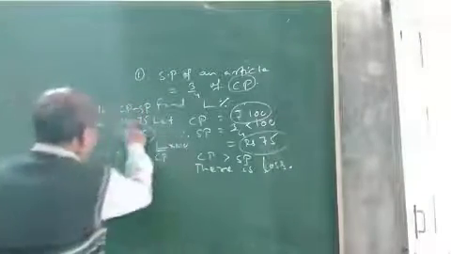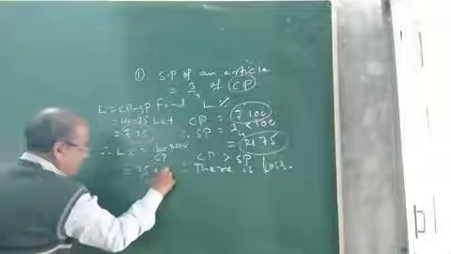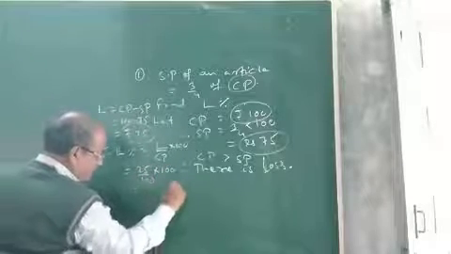So what is the loss value? The loss value is 25. What is the CP? It is 100 multiplied by 100. So it will be 25%.